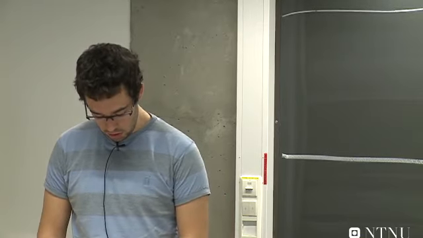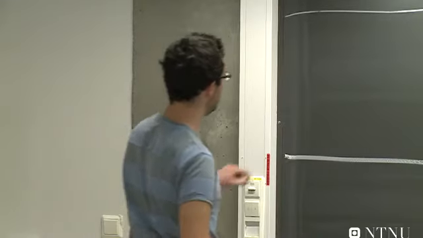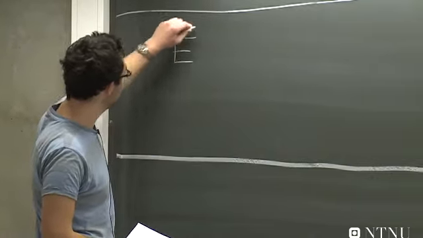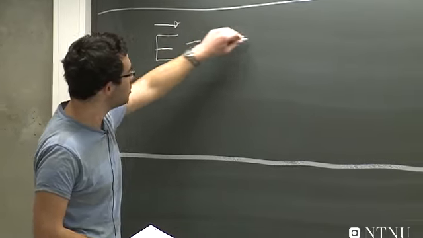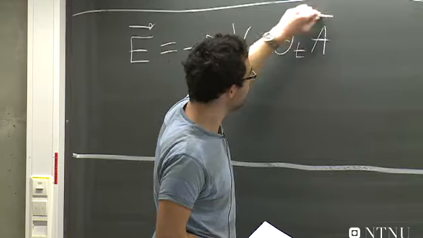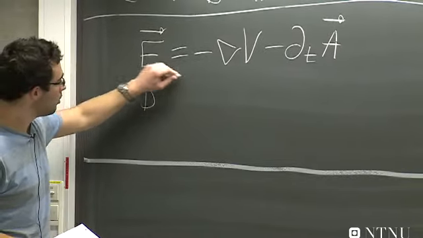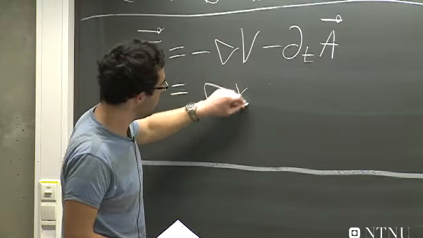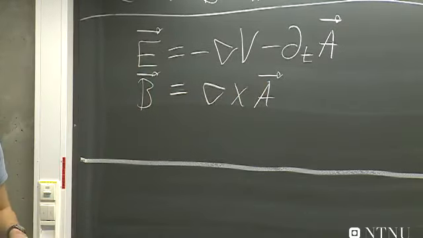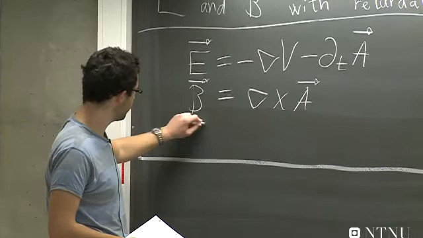But first of all, we're going to show that the form of the potentials which we introduced more or less like a mathematical trick, which was that E is equal to minus gradient of V minus time derivative of A, and similarly for the B field, curl of A. We will show that this does in fact follow very naturally from Maxwell equations.